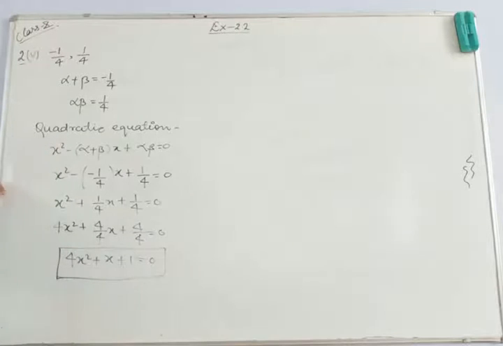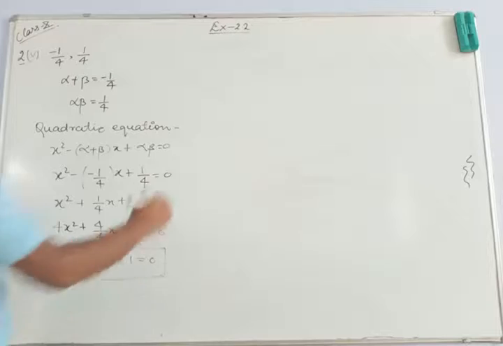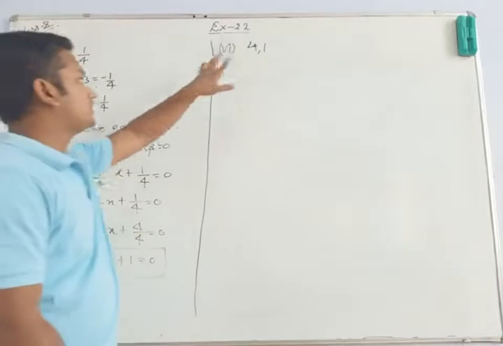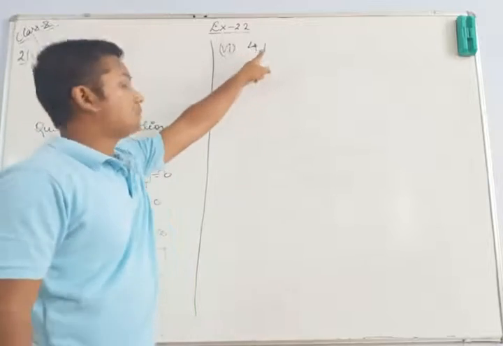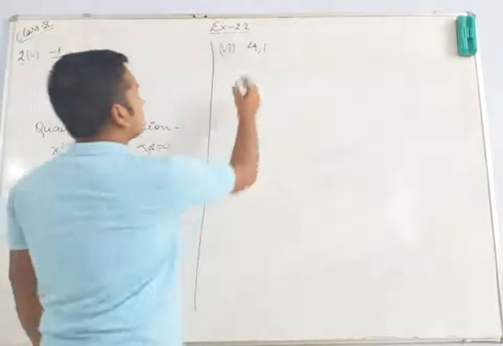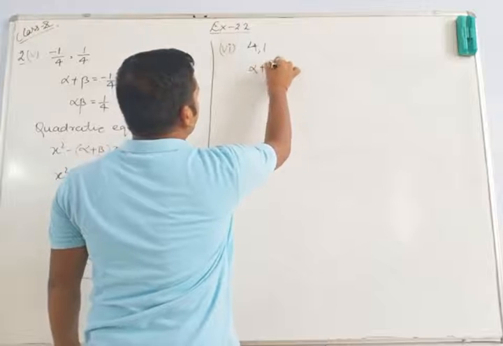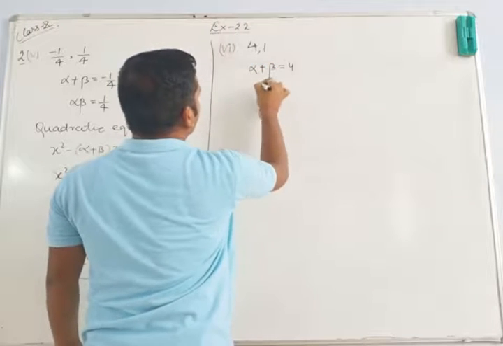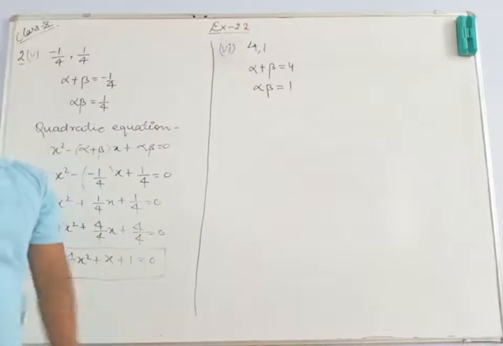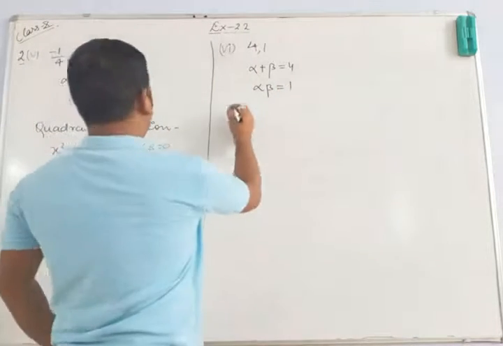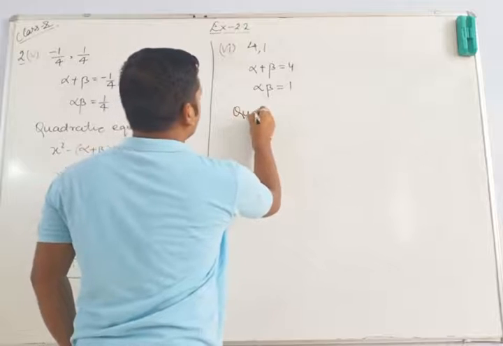of the fifth part. Now the sixth one, sum of zeros is given 4 and product of zeros is given 1. So sum of zeros, that is alpha plus beta, is given 4 and product of zeros alpha beta is given 1. Okay, so now quadratic equation क्या है?